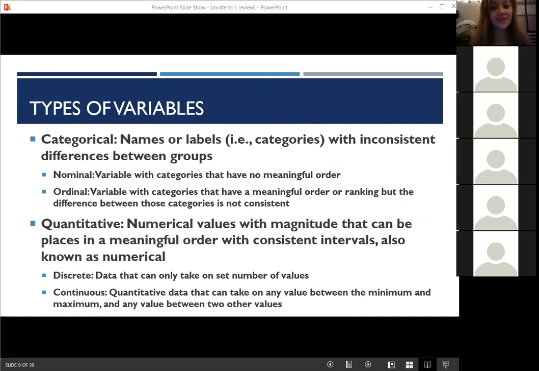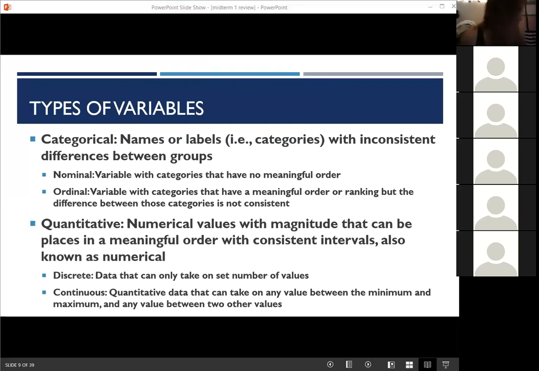But there's plenty of them. If those don't make sense to you, you can Google categorical variable examples later. It's just anything that you can't assign an actual value to. You can't say that red is worth 7. That doesn't make sense. That's categorical variables. Inconsistent differences between the groups is saying the same thing, that you can't have any sort of number attached to them.